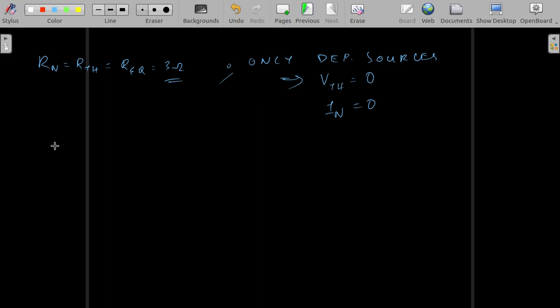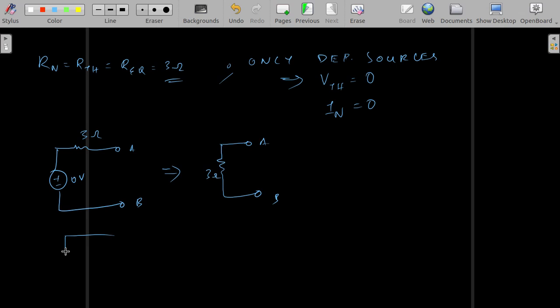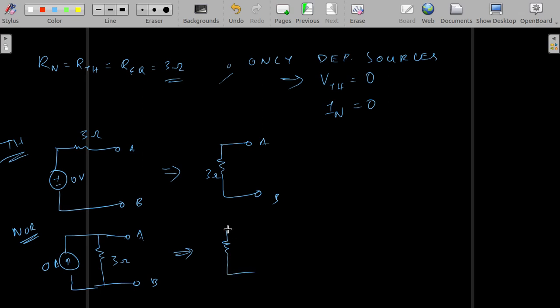Now let's write anyway. We have 3 ohm. This is a 0 volt source. And what is the internal resistance of the ideal voltage source? It is 0. This implies this will become just a 3 ohm resistance. Similarly, we can write A, B, 3 ohm. So this is Thevenin, this is Norton, 0 ampere. And what is the internal resistance of an ideal current source? It is infinite. That means this is an open circuit. So again, this will also become A, B, 3 ohm, right?